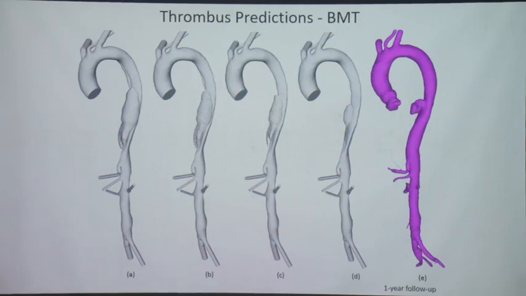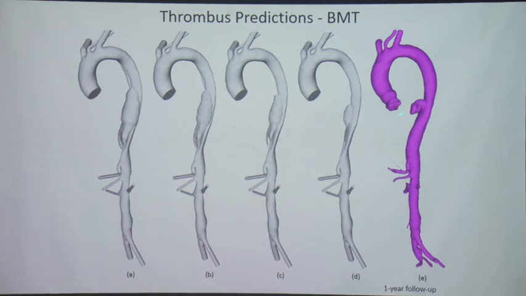And this is another patient where the prediction, right, this patient starts off with a false lumen that looks like this shape. Then over time, the prediction shows that this false lumen started to thrombose, and the volume of the false lumen starts to reduce over time until it's reduced to this volume, and then it stopped. So thrombus will stop forming after this time point.